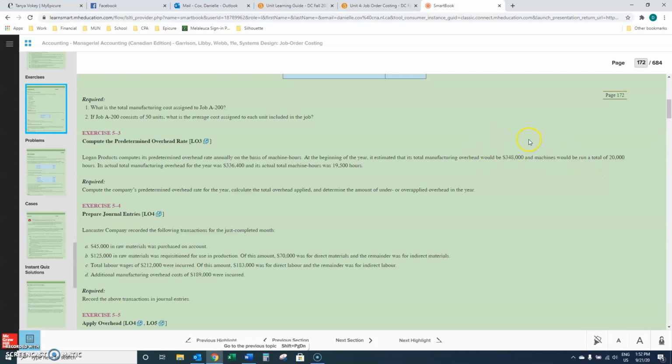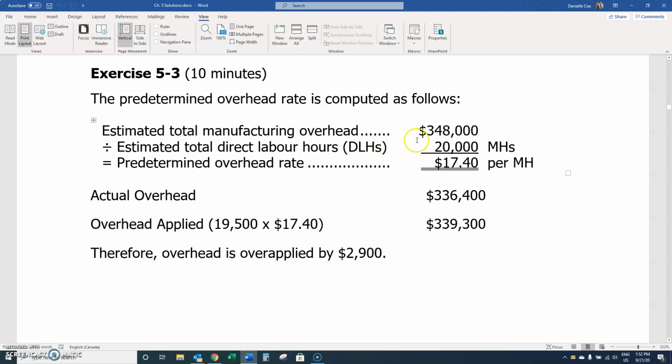The predetermined overhead rate is always going to be the estimated total manufacturing overhead divided by whatever cost driver we're using, the estimate of that cost driver for the year. We're told it's machine hours, so the estimate of machine hours for the year is 20,000. So 348,000 divided by 20,000 means our predetermined overhead rate is $17.40 per machine hour. So that's our rate that we're going to use.